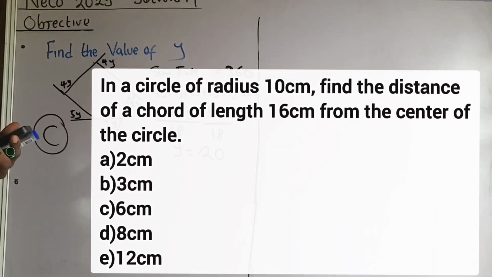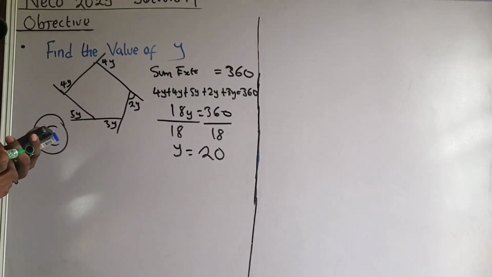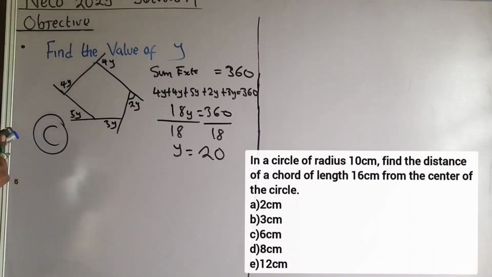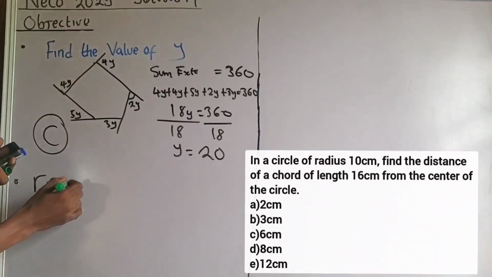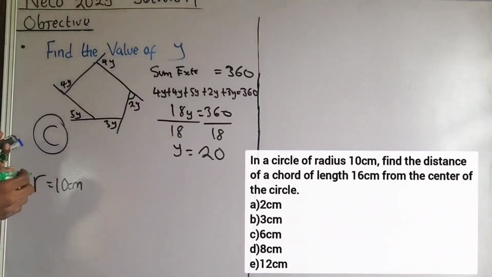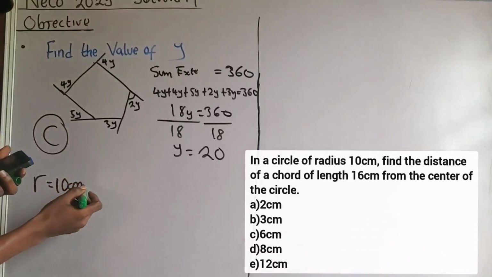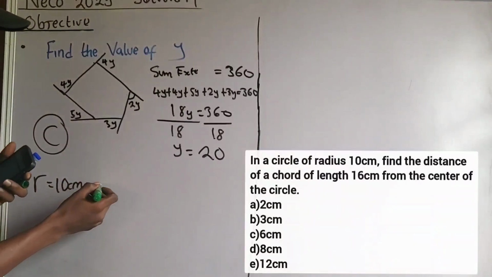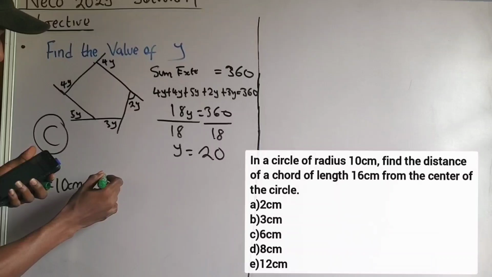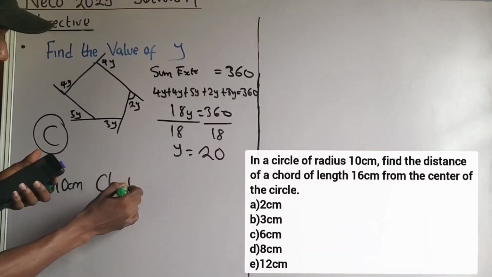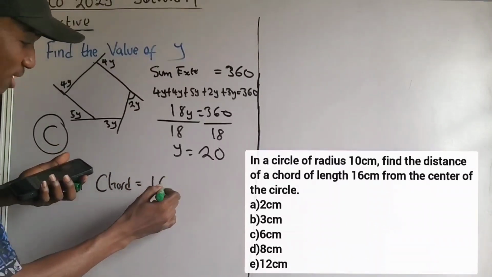In a circle of radius 10 centimeter, find the distance of a chord of length 16 centimeter from the center of the circle. Okay, please pay attention. The radius of the circle has been given as 10 centimeter, R equals 10 centimeter. Find the distance of a chord. The length of the chord is equal to 16 centimeter.